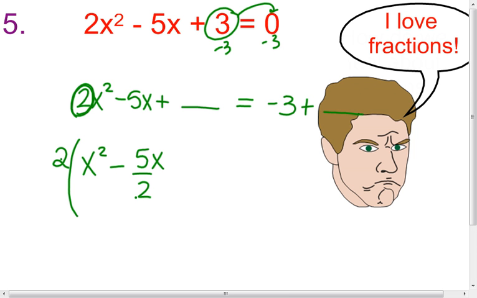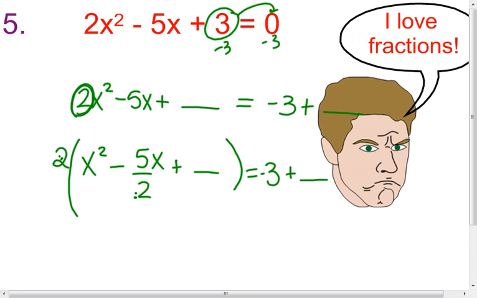Because these two 2's will cancel each other out now. So when I pull a 2 out, I have to pull out a 2 in the bottom to cancel it out with. So 2 times negative 5x is negative 5 halves x, okay? And then I have my blank in here. And then I have my negative 3, plus my blank.